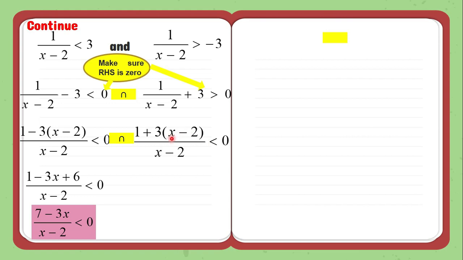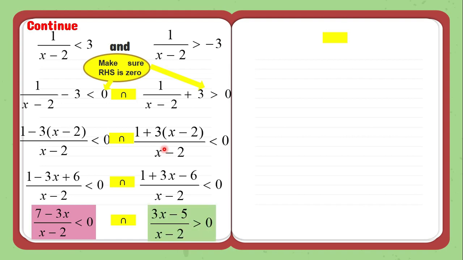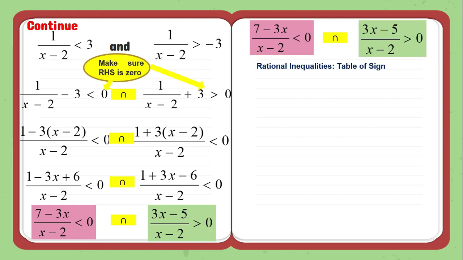Now for the right hand side, same as the previous, we equalize the denominator, and after that we simplify. Lastly, you get the rational inequality 3x minus 5 over x minus 2 more than 0. To solve both of these rational inequalities, we use a table of signs.